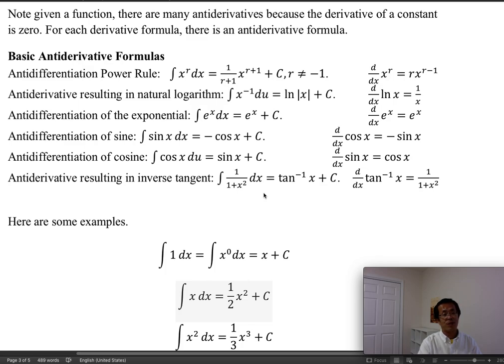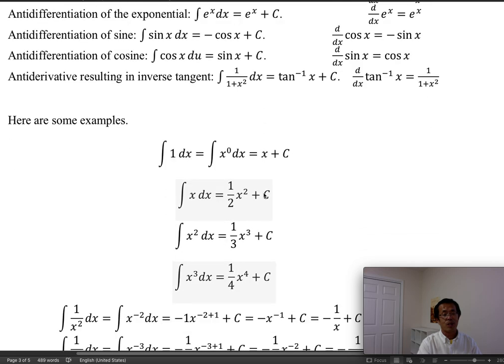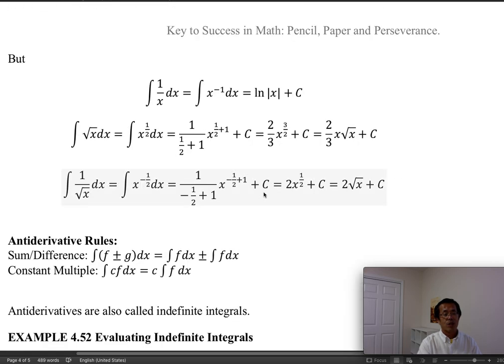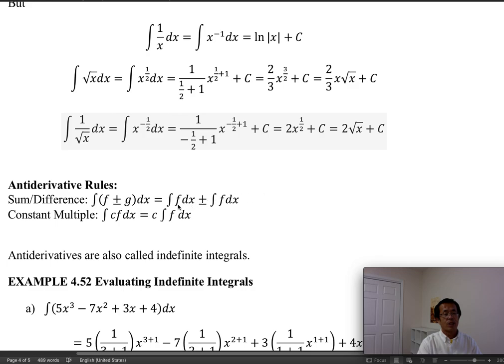With only those antiderivative formulas, we may not do a lot of things. We cannot handle a lot of antiderivatives. We do need some additional rules, and the two additional rules I want to mention here are the sum and difference rule. In words, the antiderivative of a sum of two functions is the sum of the antiderivatives. The antiderivative of a difference of two functions is the difference of the two antiderivatives.